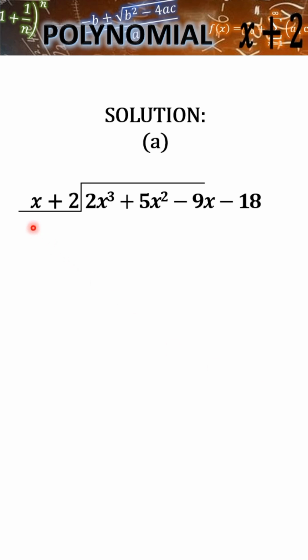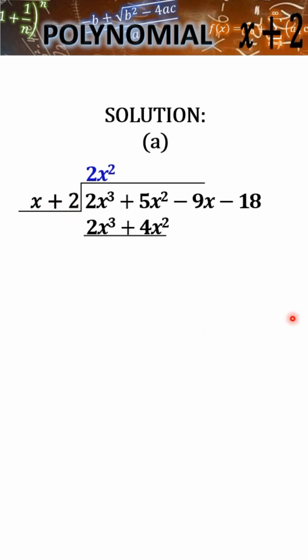s plus 2 is called the divisor, while 2s cubed plus 5s squared minus 9s minus 18 is called the dividend. The first step is to use the first term of the divisor, which is s, to divide the first term of the dividend, which is 2s cubed. We get 2s squared, which is called the quotient, and it is then used to multiply the divisor.